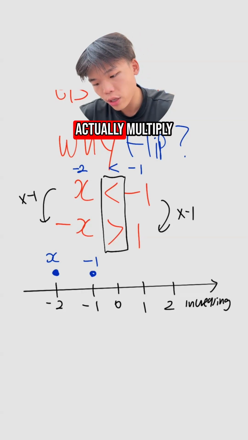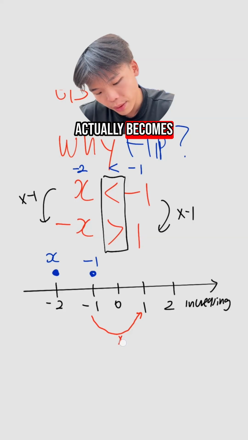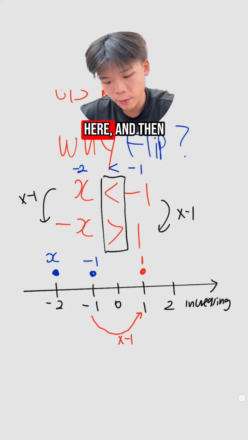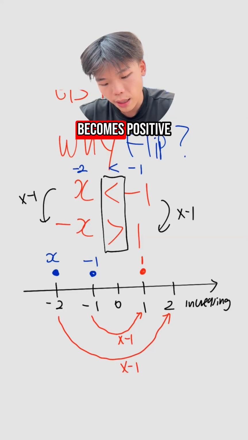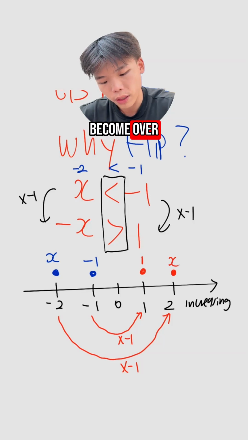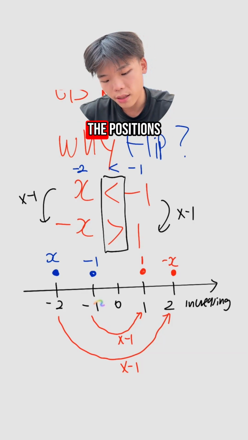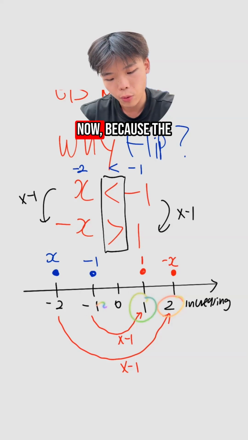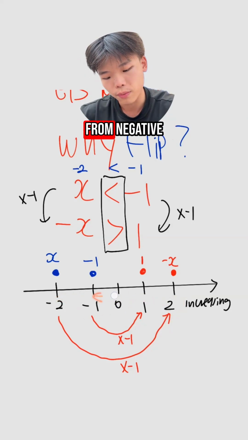number line. Now, when we actually multiply by -1 to both numbers, so when I multiply by -1, it actually becomes here, right? When I multiply this by -1, then my -1 will become 1 over here. And then when I multiply by -1 over here, right, this -2 actually becomes +2, right? And then X will become over here, right, -X. So you can see that after I multiply by negative, the positions actually change. Now, instead of -2 being behind -1, 2 is in front of 1 now, because the distance from 2 to 0 is bigger than the distance from -1 to 0.